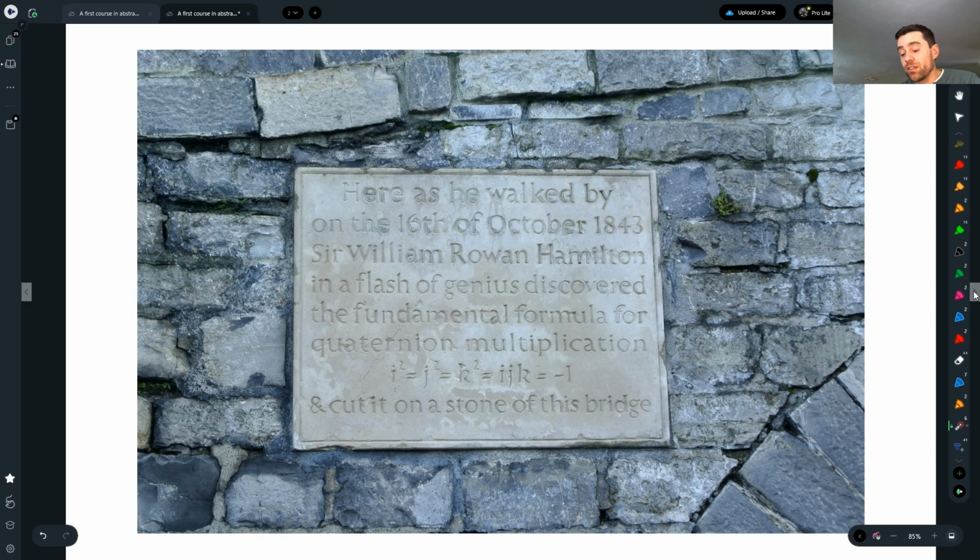There is a plaque in Dublin that says, "Here, as he walked by on the 16th of October, 1843, Sir William Hamilton, in a flash of genius, discovered the fundamental formula for the quaternion multiplication," and it describes how the quaternions work. So let me show you then what the quaternions are.